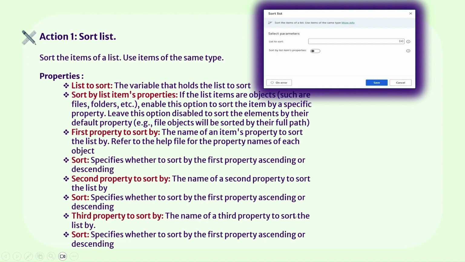It contains a number of properties, like list to sort, and second is sort by list item properties. Just to highlight, it is a toggle button. Once we enable it, there are multiple properties which open up. Let's see how we can make use of this action and its properties in Power Automate Desktop.